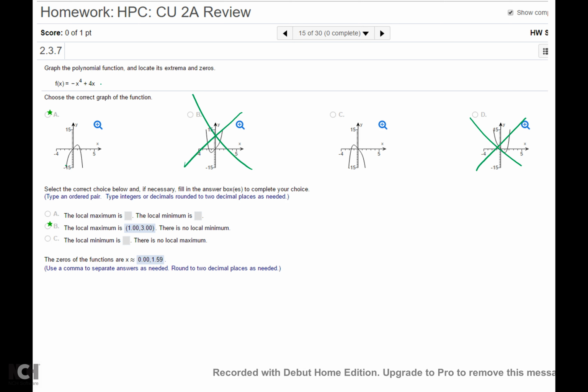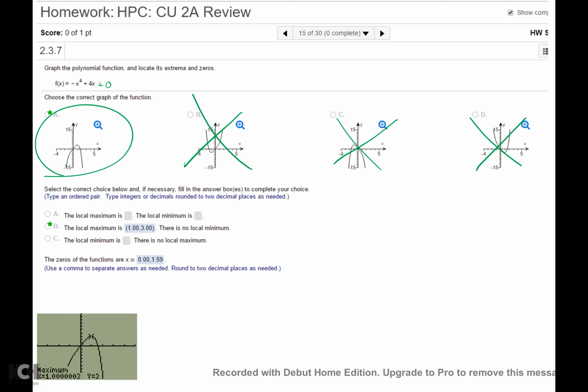Okay, and then you can look for your y-intercept, which if your polynomial is written in standard form, is going to be at the constant, which in this case would be 0. Well, they both pass through 0, 0, so I'm down to those two. So if we type it in the graphing calculator, there's my picture. Okay, so I know that it is this one and not that one. Then it says, select the correct choice below, and if necessary, fill in the answer boxes to complete your choice.